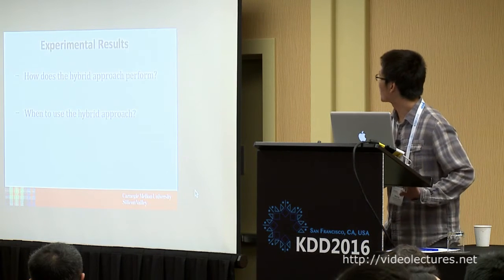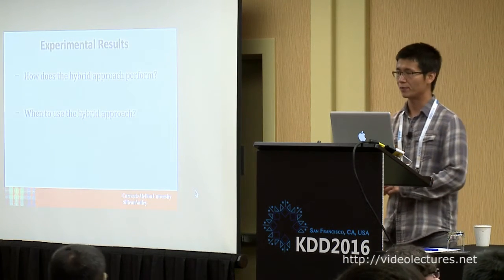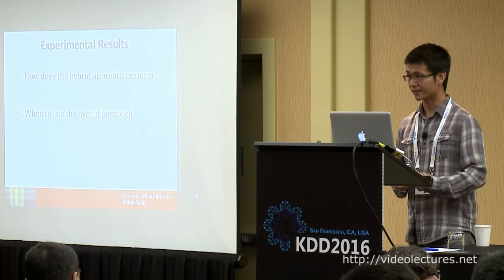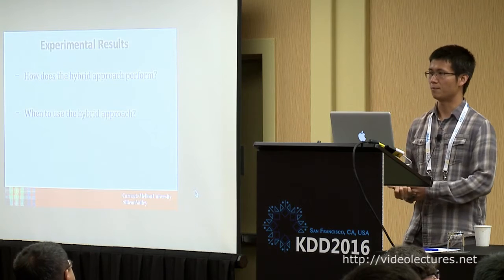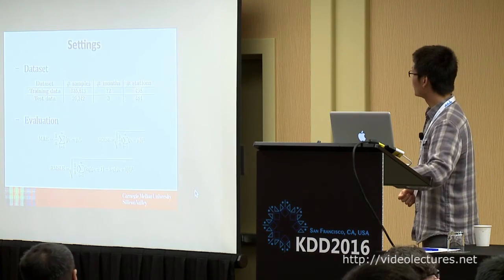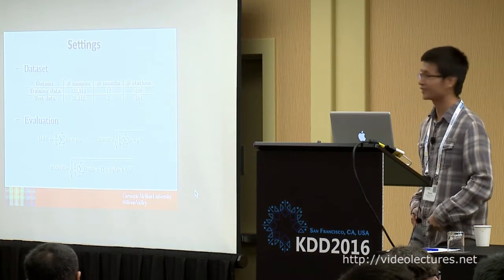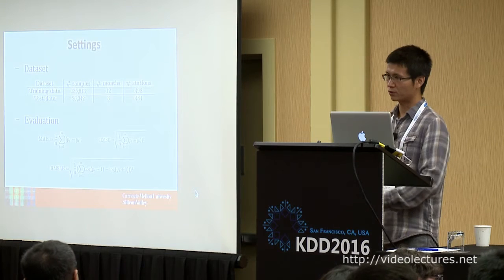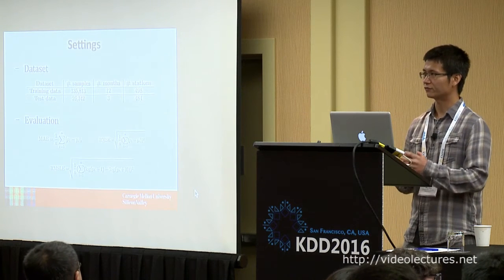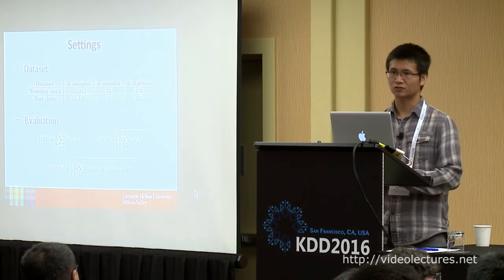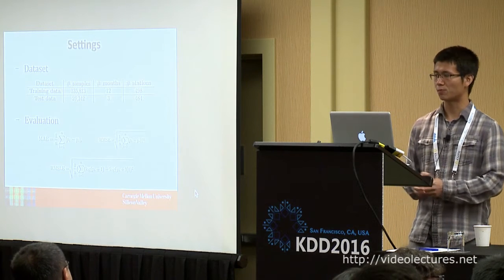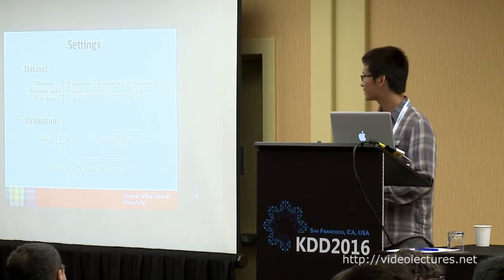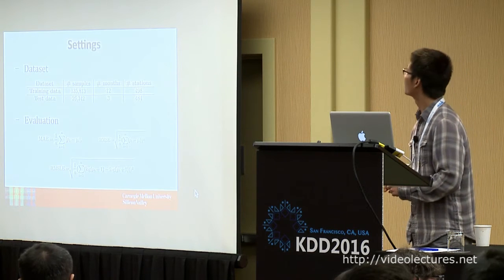Okay, then the experiments. In the experimental section, we mainly answer these two questions. The first is, how is the performance of this hybrid approach? And the second is, in which scenario should we use this hybrid approach? I will first introduce the settings of the experiment. We use the data from last year, 2015, for training, and test our approach on the data from this year. At that time, we only had 3 months of data from this year, so we test our model on the beginning of those 3 months. And for the evaluation metrics, we use MAE, RMSE, and RMSLE.